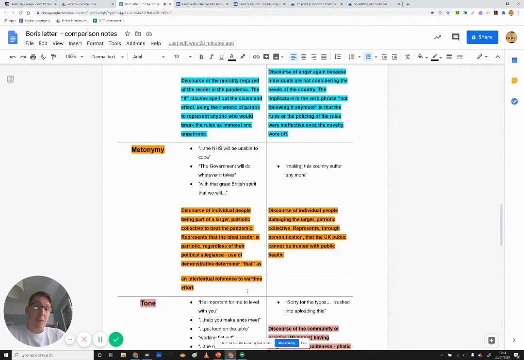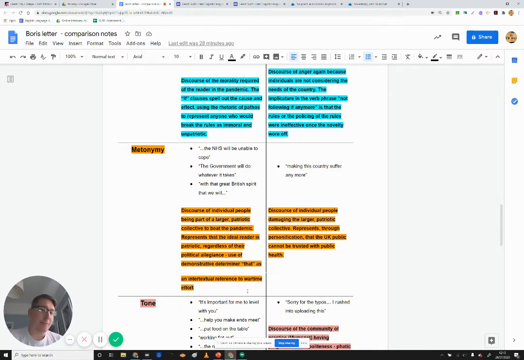So this is a rhetorical technique to link in that idea of patriotic or unpatriotic behaviour. This poster is saying people are acting unpatriotic and therefore that's damaging the country. So how do we compare these for the answer? We could talk about how in text A there's a discourse of individual people being part of a larger patriotic collective. So the NHS, the government, the great British nation.